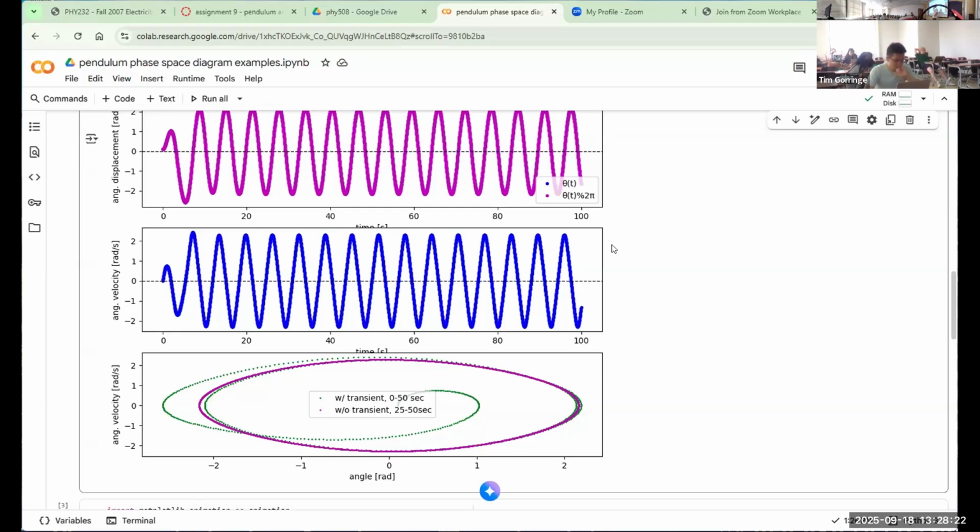So that's the transient period, where I just defined that as being the first half of the plot, and the second half of the plot. And then the magenta is where we're oscillating in the steady state period. Phase space shows you very clearly the distinction between the transient period and the steady state period. The steady state period is this oval shaped oscillation.